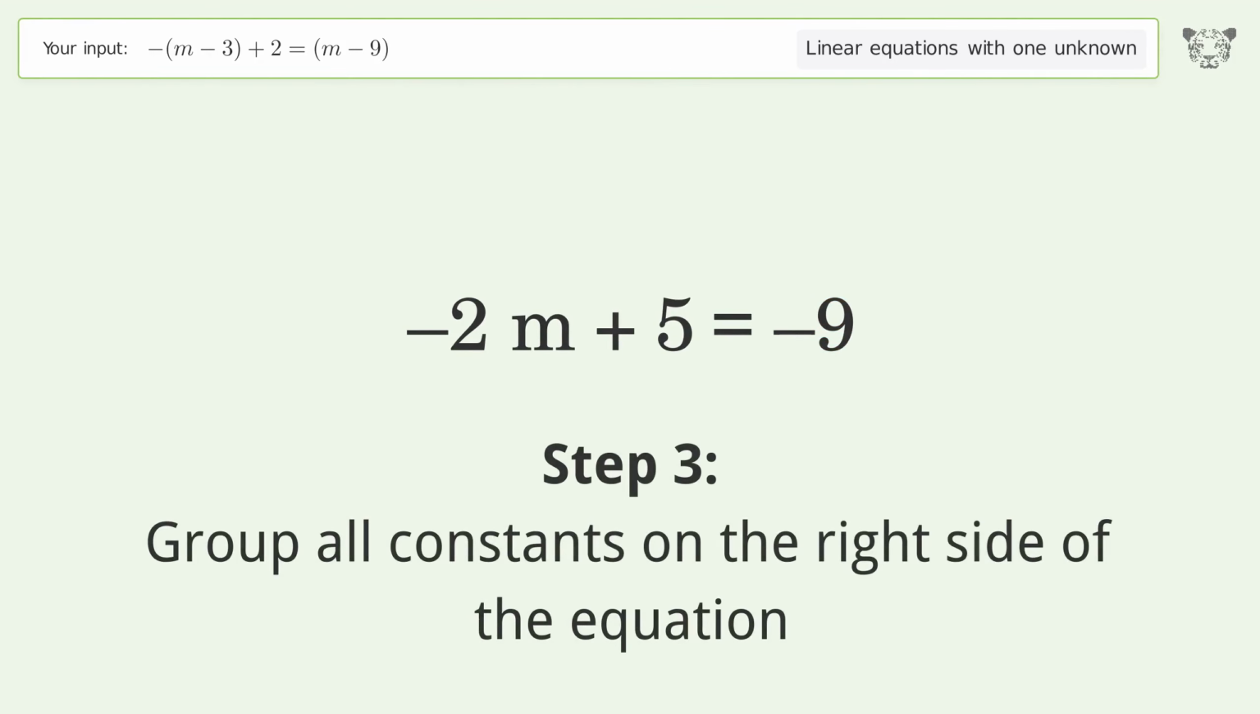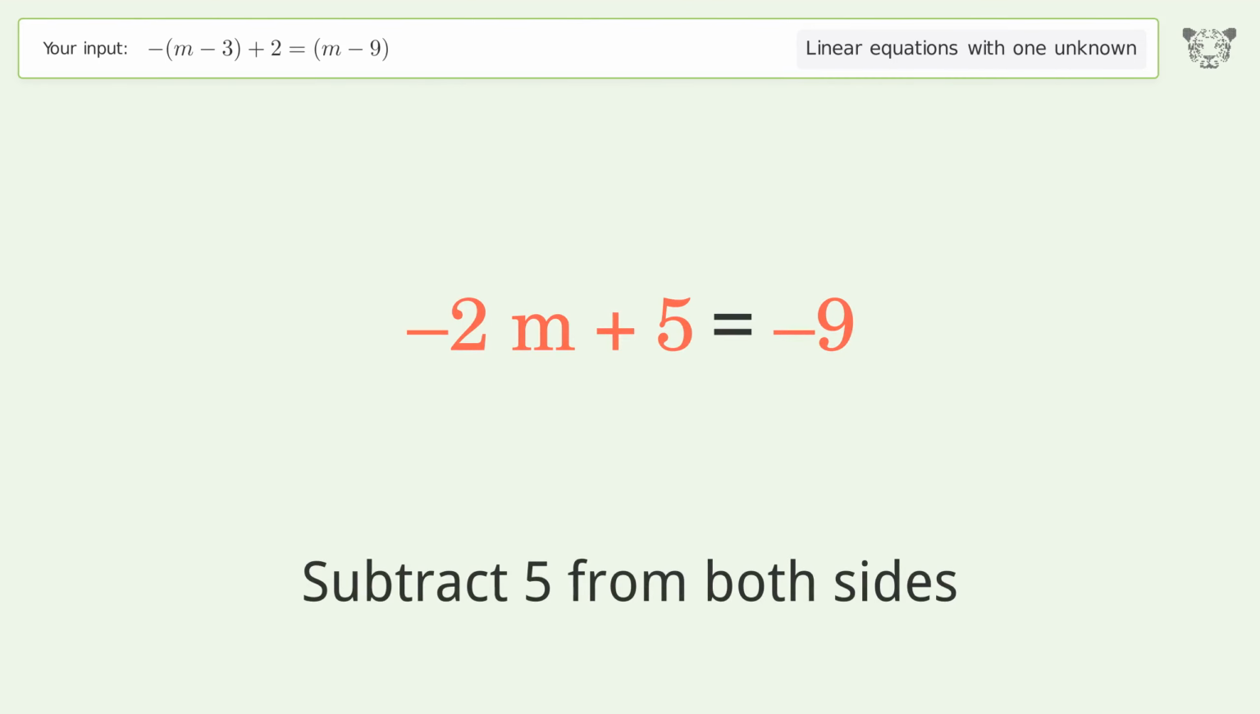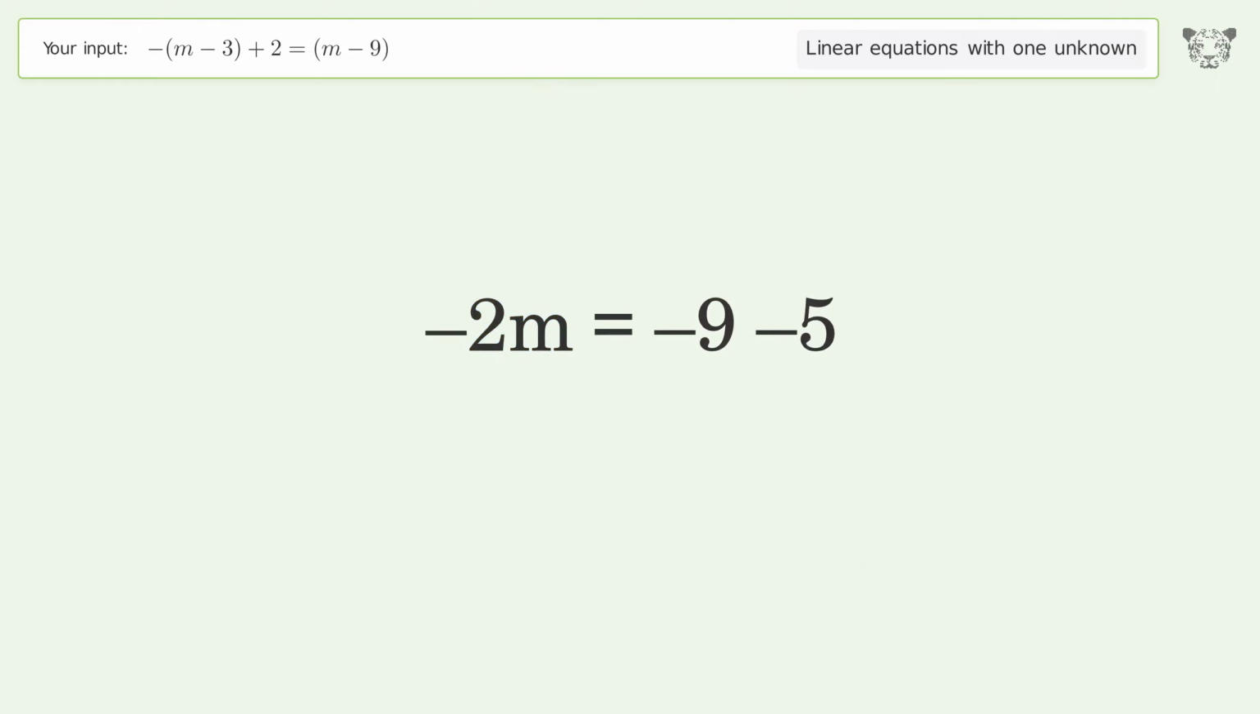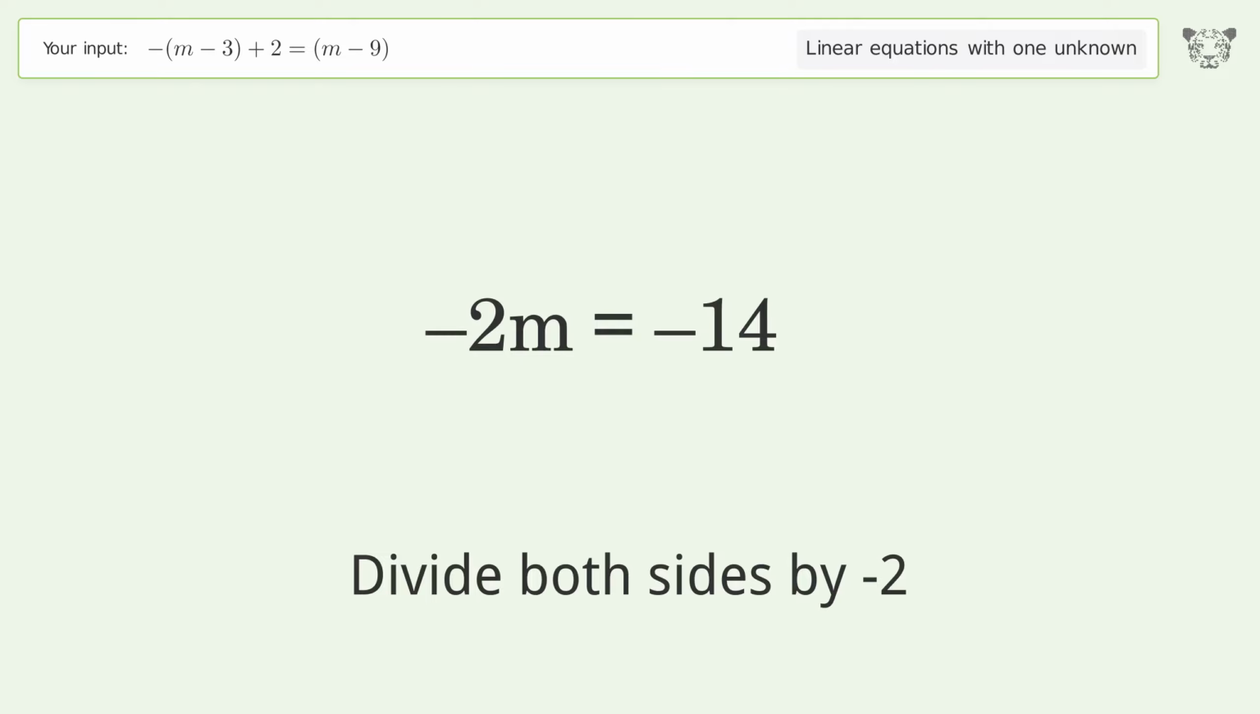Group all constants on the right side of the equation. Subtract 5 from both sides. Simplify the arithmetic. Isolate the m. Divide both sides by -2.